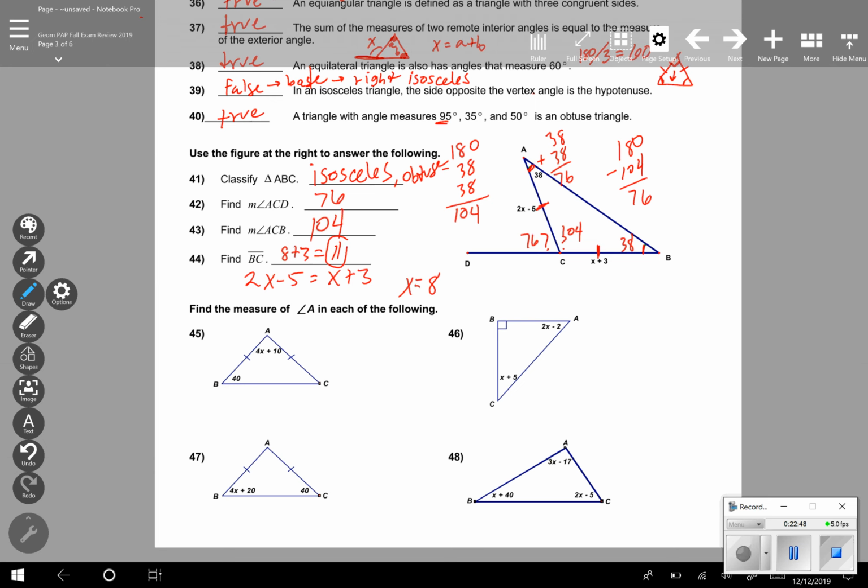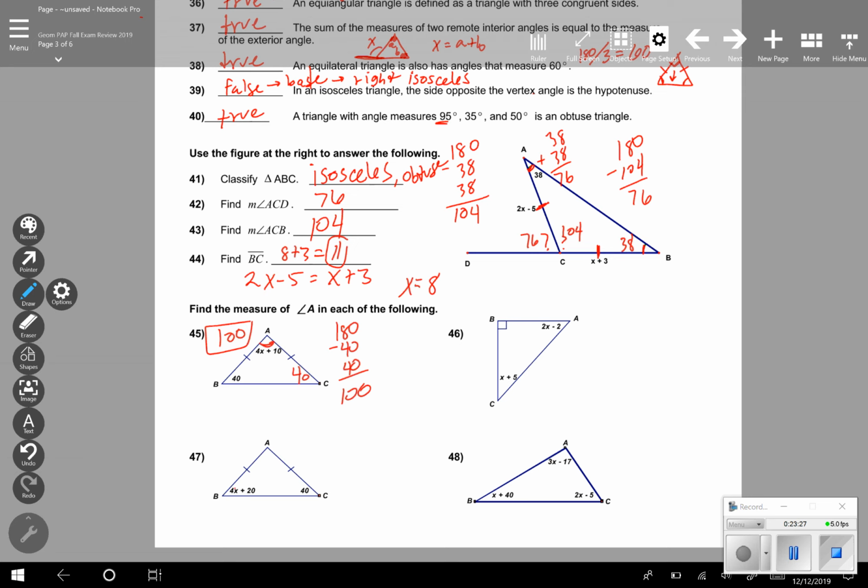Okay, last section here. It says find the measure of angle A in each of the following. Okay, main thing you got to remember is that the three angles inside a triangle always add up to 180. Okay, so we've got an isosceles triangle here, so this one's 40. That means that this one down here is also 40. So 180 minus 40 and 40 leaves you with 100, and that happens to be angle A up here. It's 100. So you really didn't have to figure out x, okay? But you can if you want, and if you plug it in, you'll get that it is 100 as well.